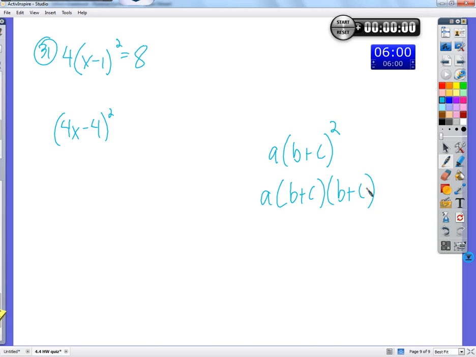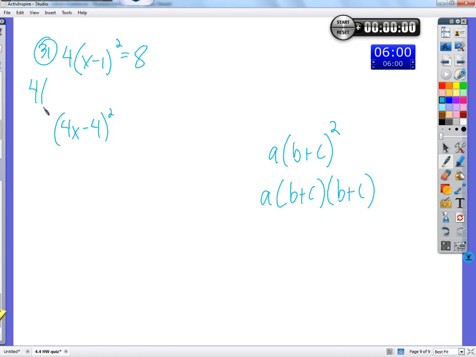So you can see, really, if we were going to distribute, we could only distribute this a into one set of parentheses. We don't distribute it to both. We only distribute to the one that's next to it. We could write it next to this one, but then it would only go into this one. It can't go into both. Okay? So that's one thing.